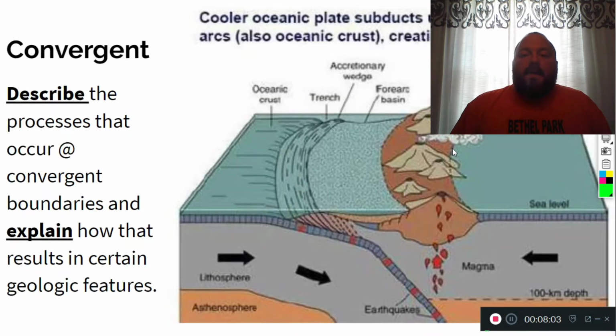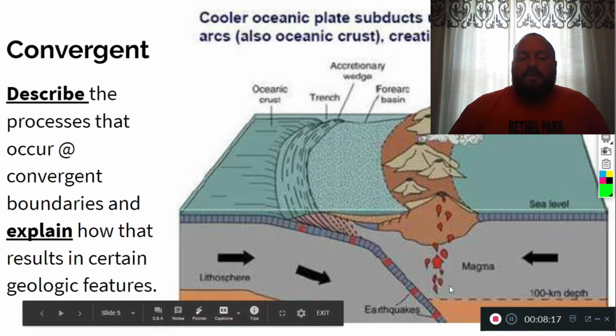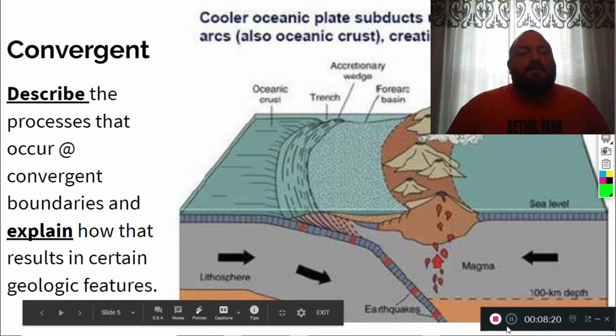So our next boundary type is going to be convergent boundaries. So what I want you guys to do, look at this picture to the right, and I want you guys to first describe the processes that are going to occur at a convergent boundary, and then explain how that would result in certain geologic features. So if you haven't paused your video yet, pause it and answer that question.